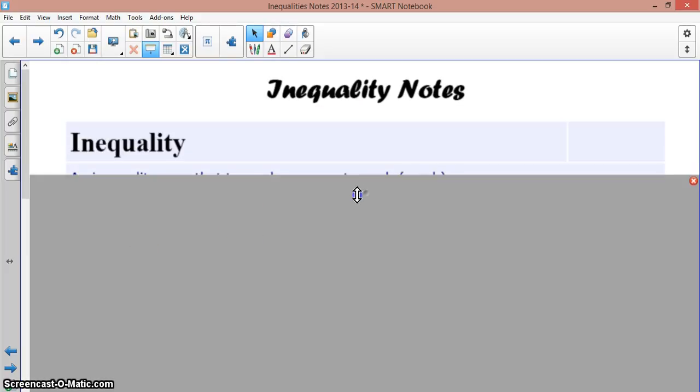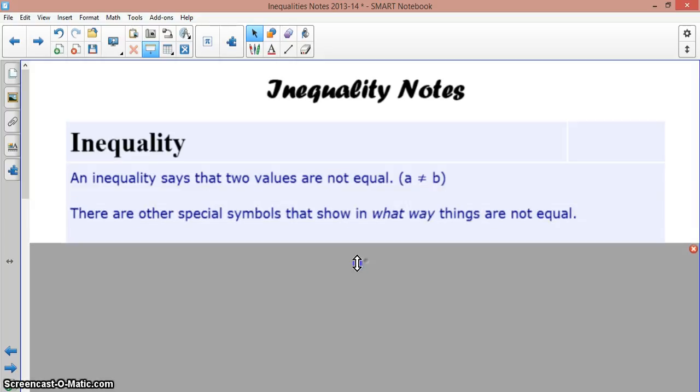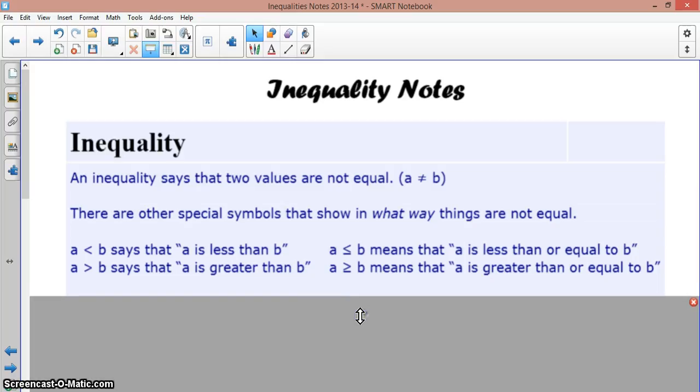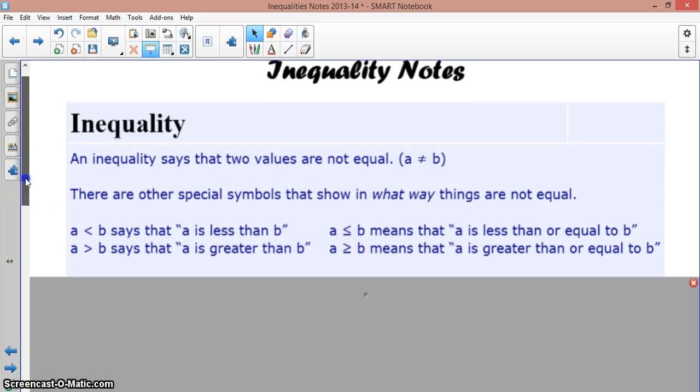So first thing is what an inequality is. It just says that two values are not equal to each other. And we have our symbols, and we've used inequalities earlier in the year with things such as domain and range, so these should not be foreign. So we have the less than sign, the greater than sign, less than or equal to, and greater than or equal to.